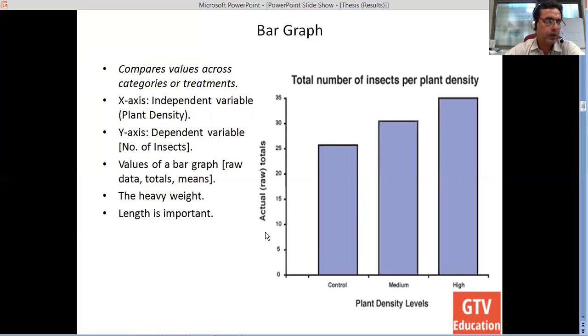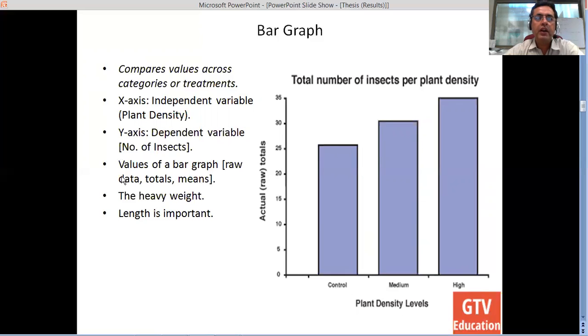The dependent variable is what is measured or studied. The independent variable is not being measured or studied; its variation does not depend on the other variable, this one. So the independent variable is along the x-axis, and the dependent variable is along the y-axis.